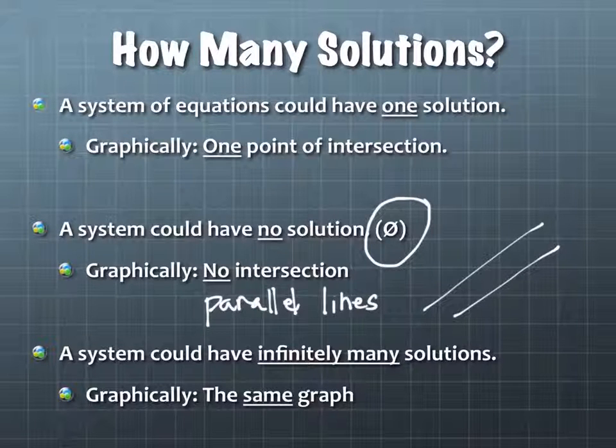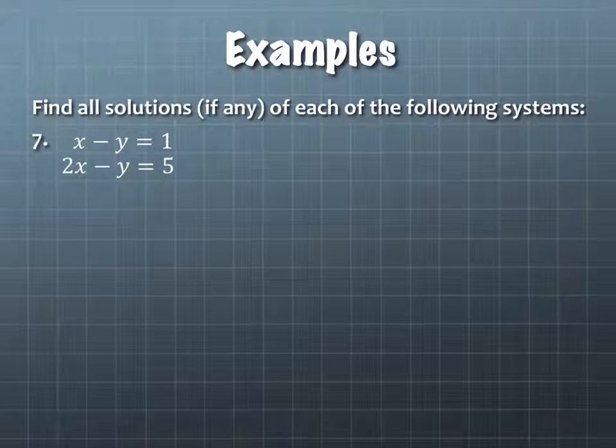So our last 2 examples are for us to solve. We can use substitution or elimination, either one. They don't indicate which one we have to use. And our goal is to figure out how many solutions, if any, that we have for each system. Okay, it's a system because there's 2 equations. So which method would you like to use for this one? Either one will work fine. Which one? Substitution or elimination?